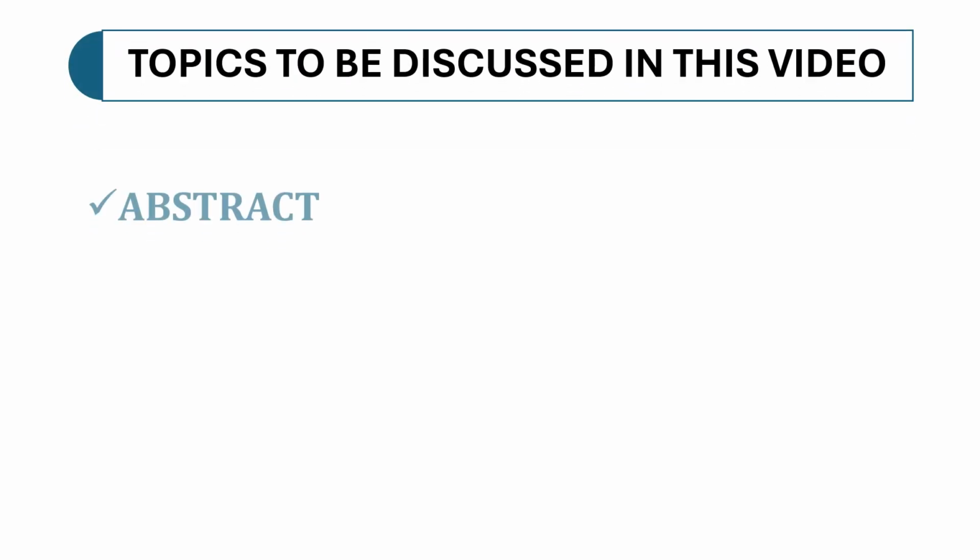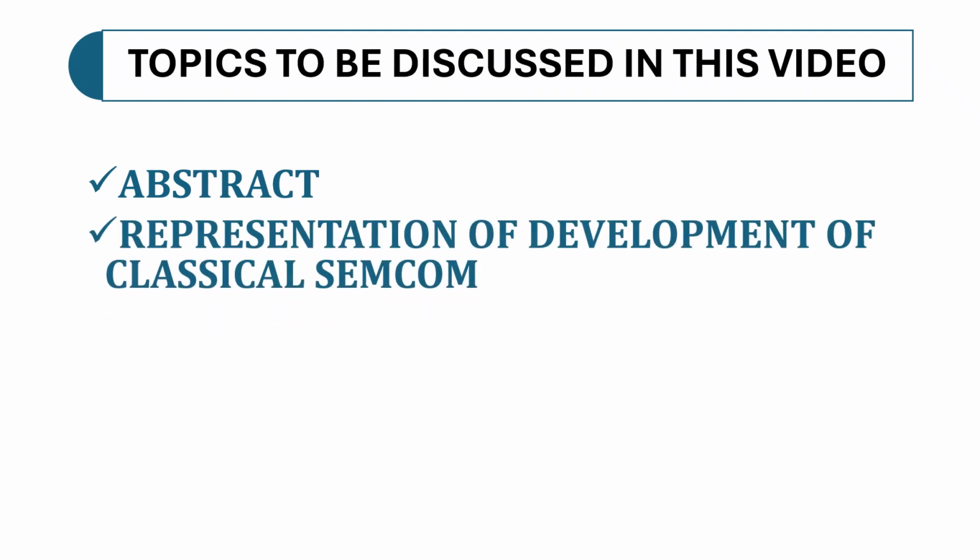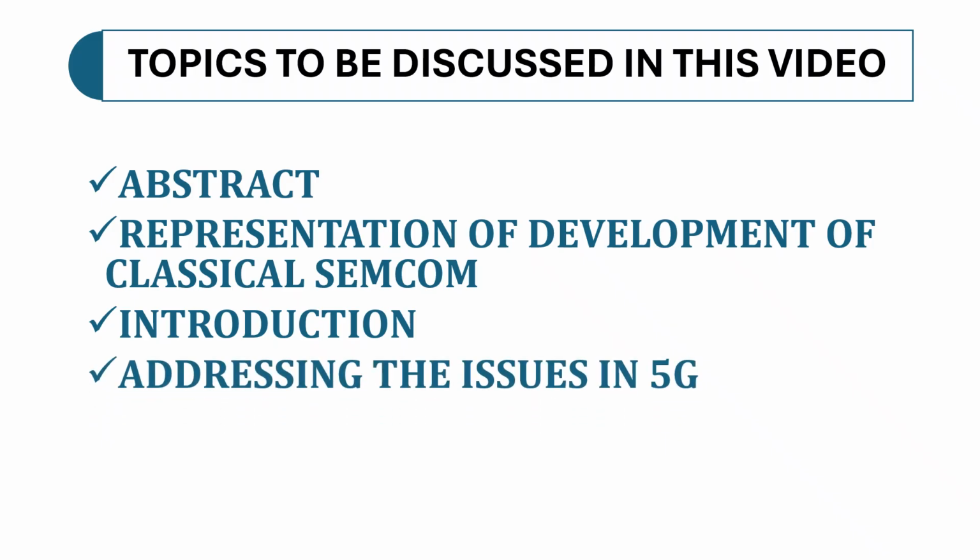We will discuss the abstract, and how the idea of semantic communication came about. Secondly, we will discuss the diagram representation of the development of classical SemCom. I'll show you the diagram of the development of classical SemCom, and what the characteristics of classical SemCom are. What is the bifurcation of classical SemCom? Next, we will discuss the introduction of SemCom technology, and in the end, we will see the issues in 5G and how we can address them and overcome them in the future 6G technology.